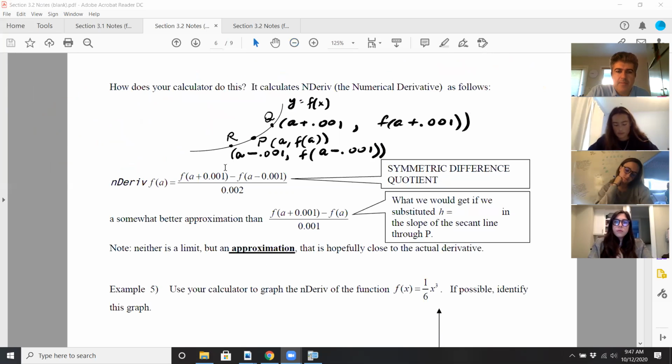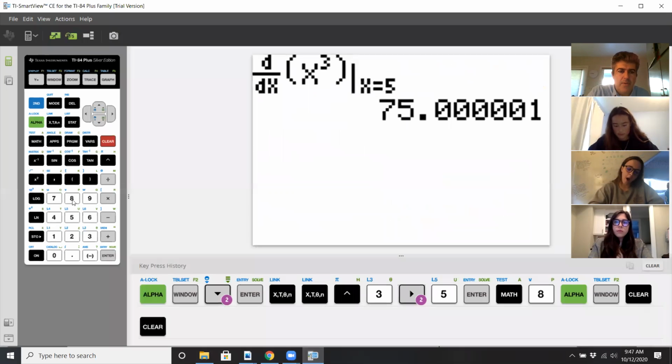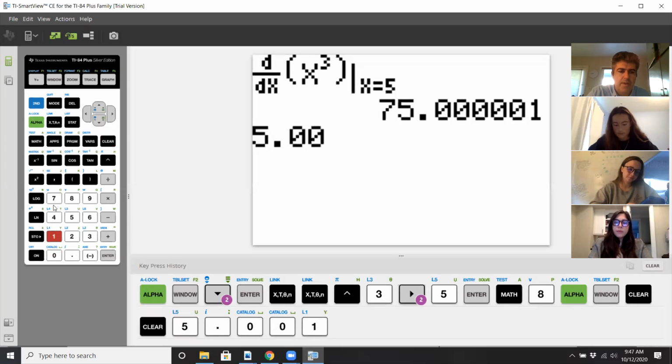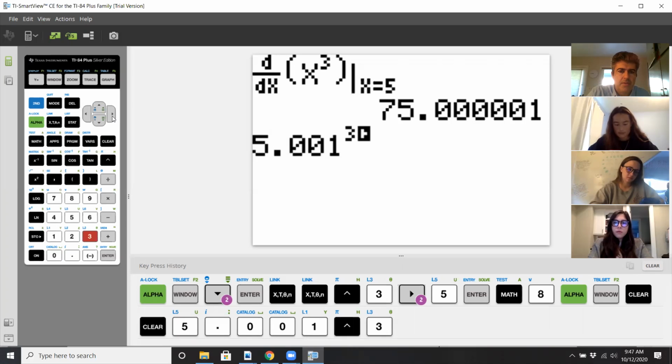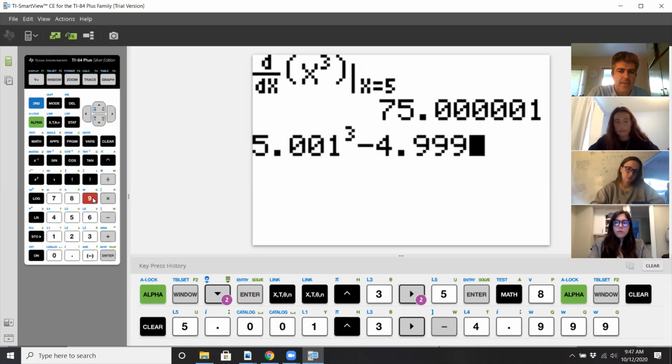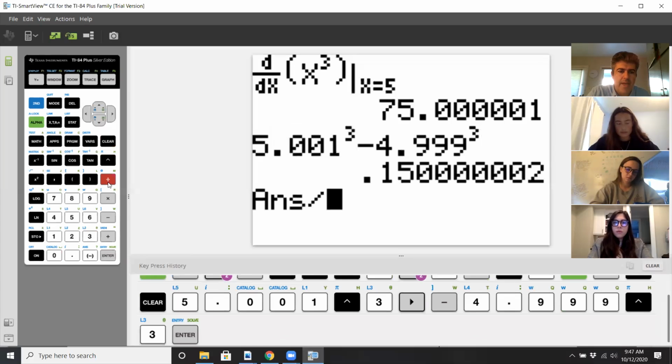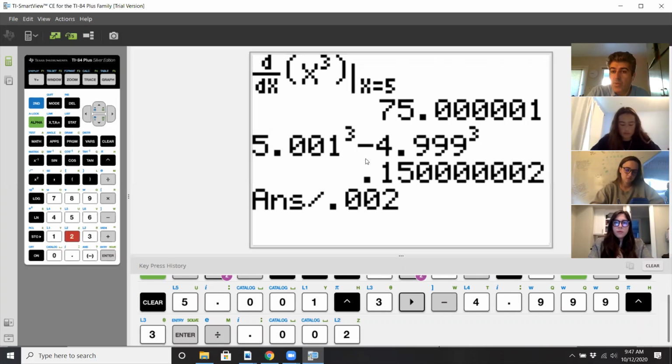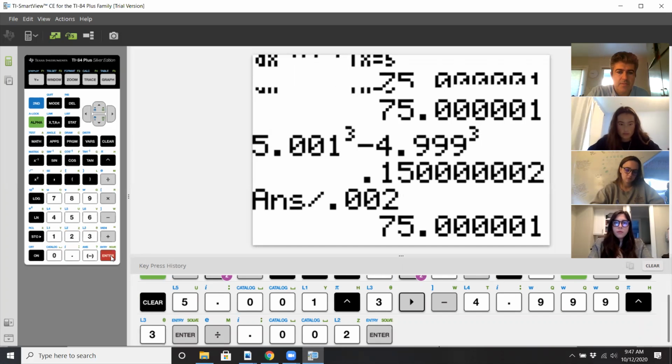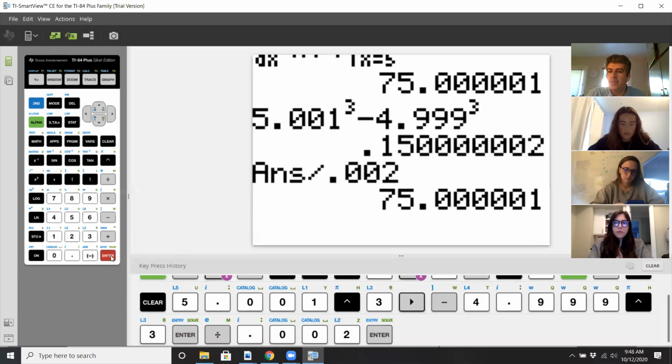In fact, if you were to work that out, let me just do it really quickly. If I were to do 5.001 cubed minus 4.99 cubed and divide that by 0.002, because that's the difference between those two x values, you get the same thing. That's all the calculator is doing, just so you know.